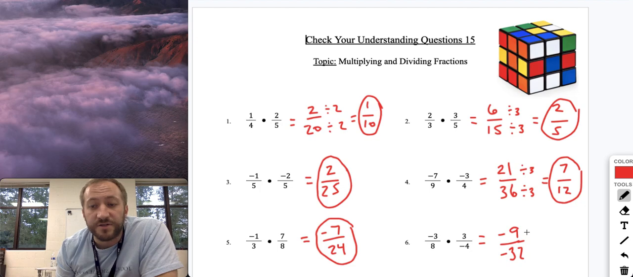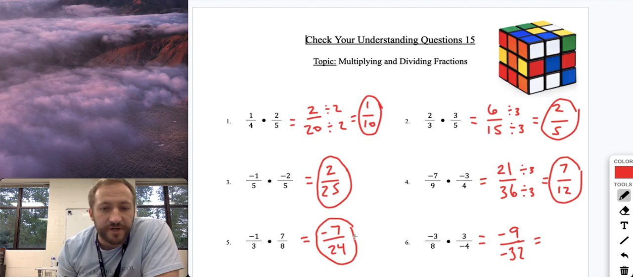Now, there's nothing that goes into 9 and 32. There's no greatest common factor here. However, I can still simplify. Whenever I have one negative, like in this example over here, if I have one negative sign, I can put it in one of 3 places.